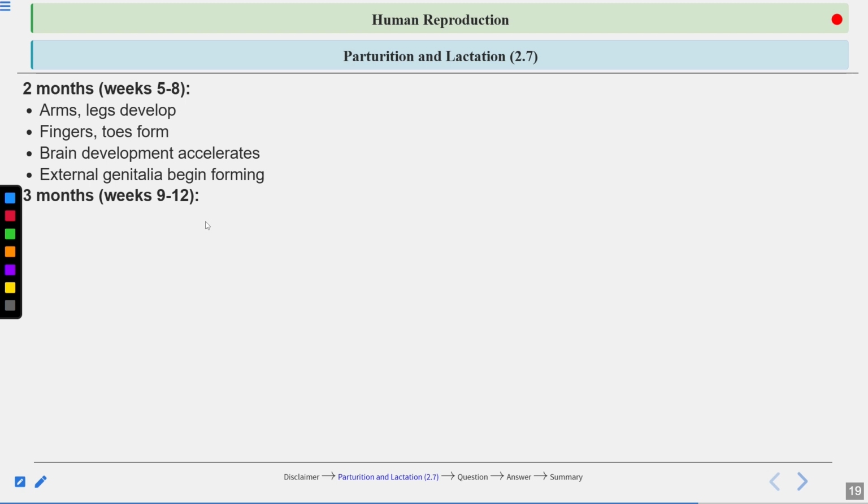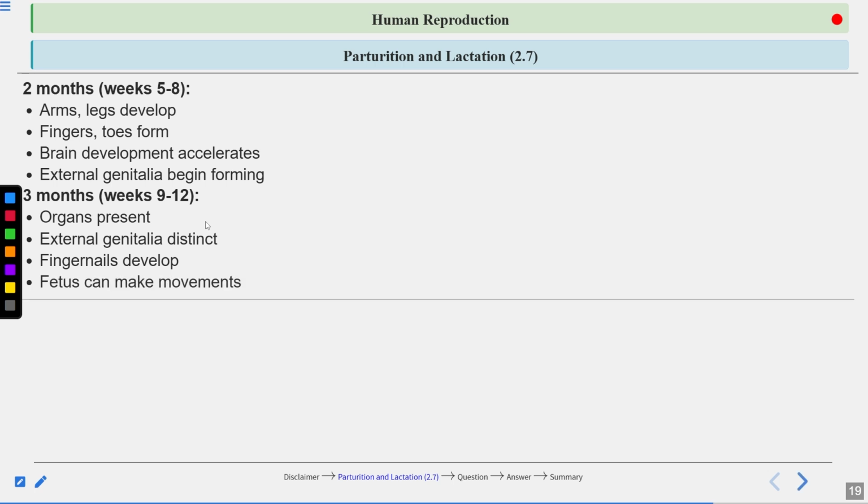Now, what is happening in the 3rd month? Organs are present, so major organs are formed. External genitalia is distinct now. Fingernails develop. Fetus can make movements now, but these movements can only be felt in the 5th month.